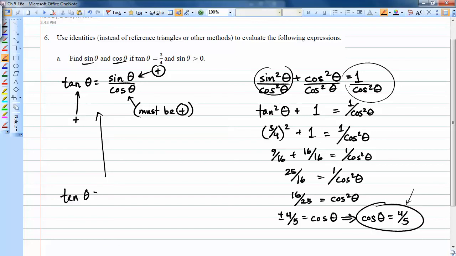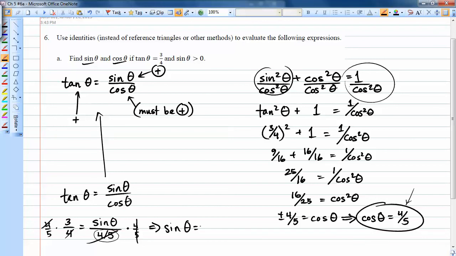Tan theta is the same as sine theta over cosine theta. This one will be a little bit quicker. We know tan theta is 3 over 4. We know sine theta, oh no, we don't know sine theta, but we know cosine theta is 4 over 5. So if you multiply both sides by 4 over 5, so I can get rid of this, the 4's cancel. I'm left with 3/5. This 4/5 cancels with that 4/5, and then we're done. So sine theta has to be 3 over 5.